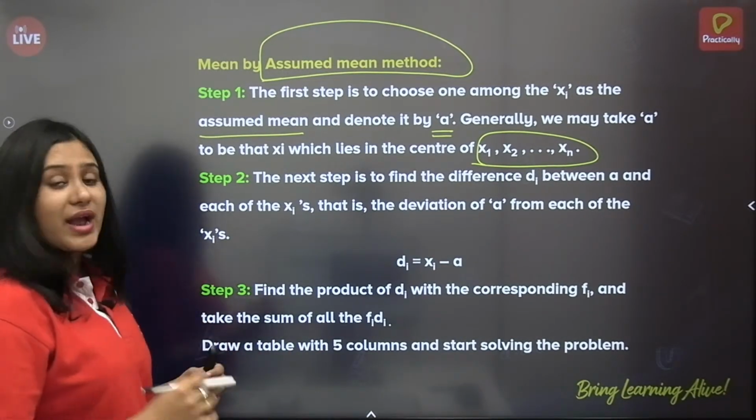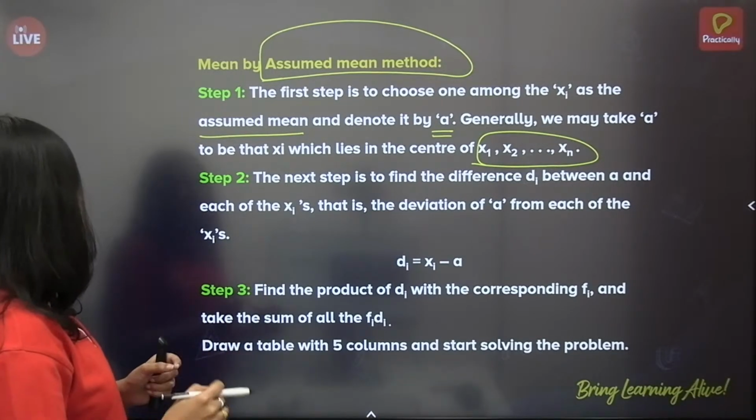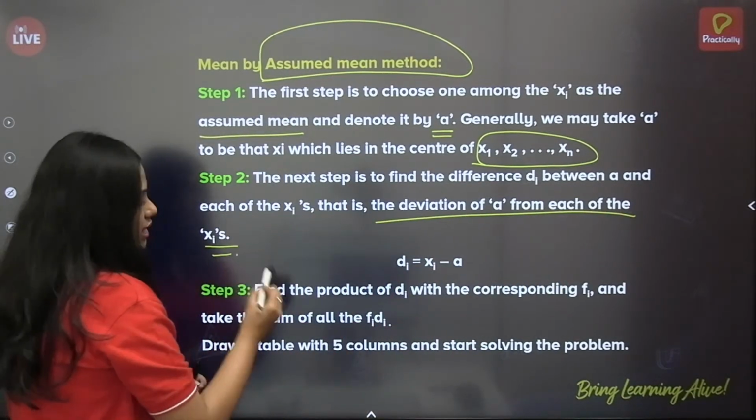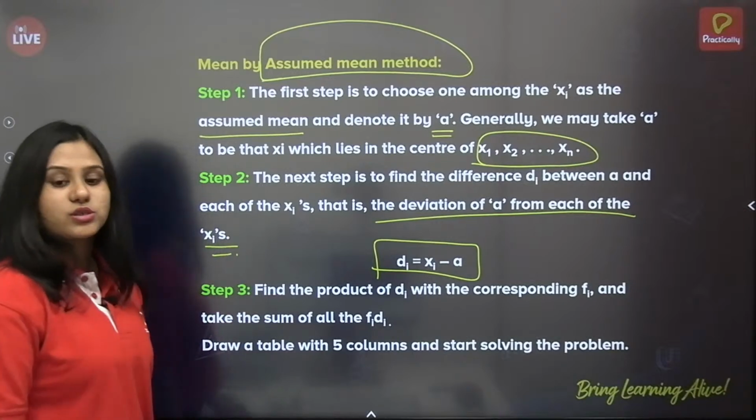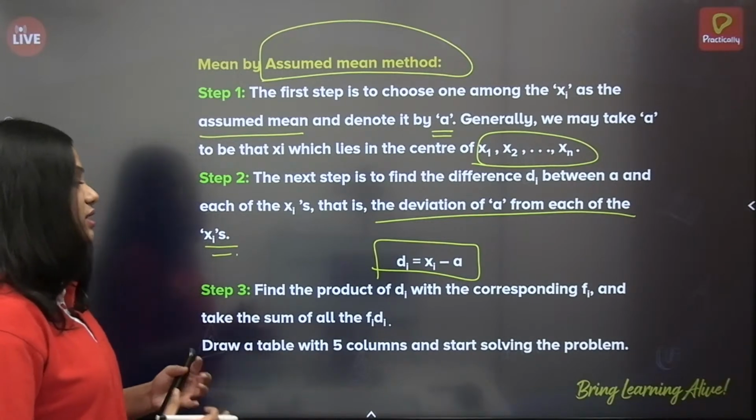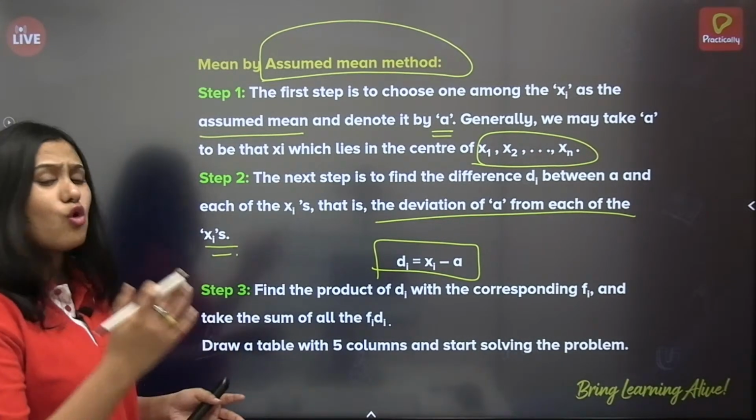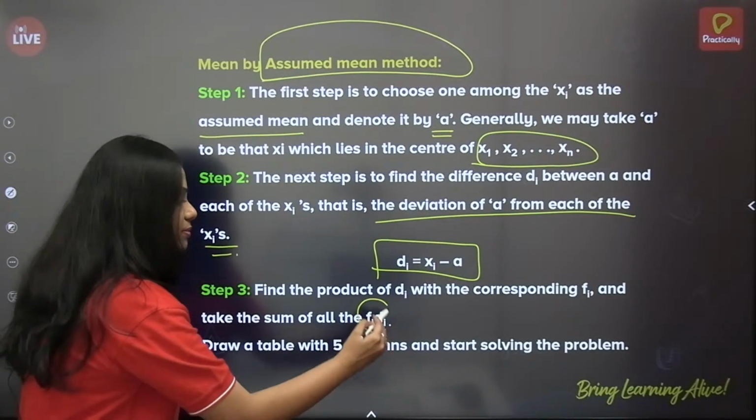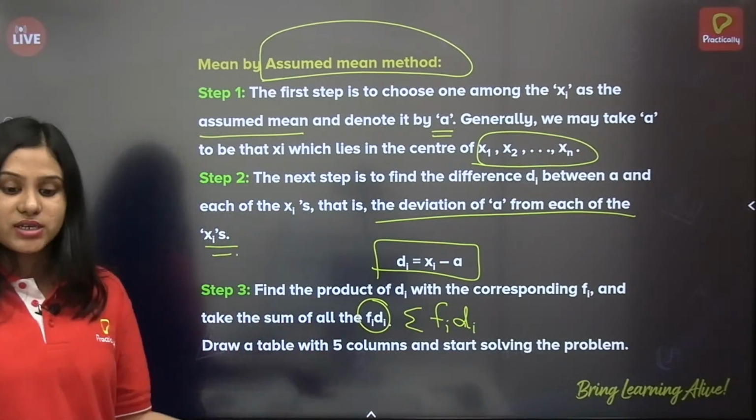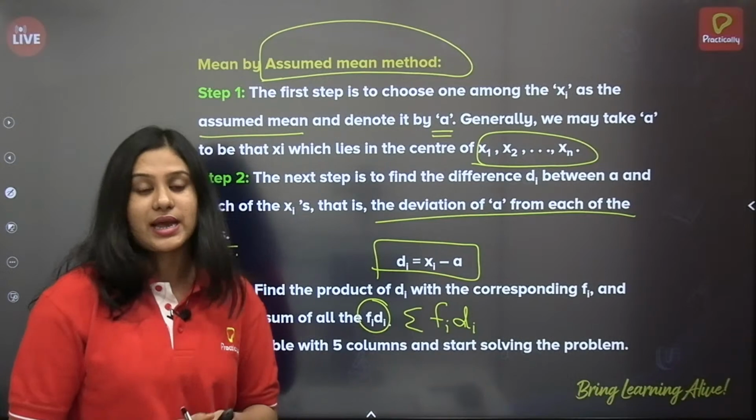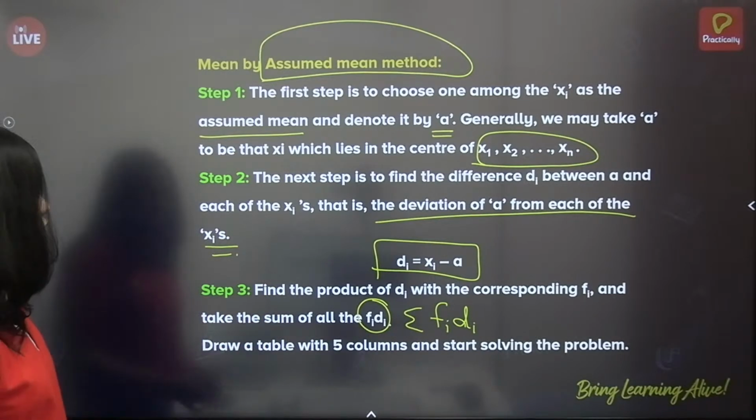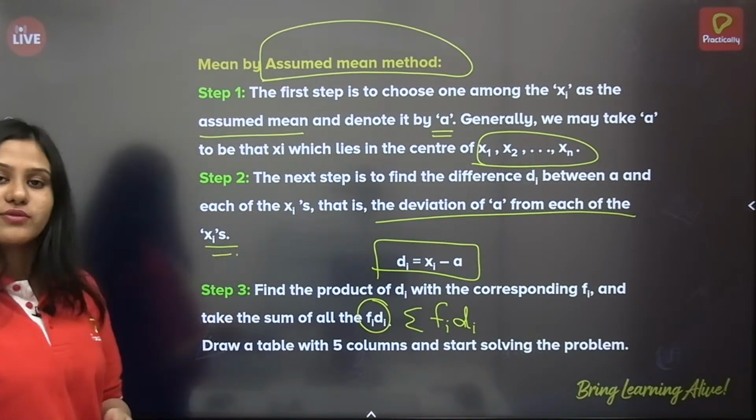Next, step 2. The next step is to find the difference di between A and each of the xi, such that the deviation of A from each of the xi is given by di is equal to xi minus A. Next, step 3. Find the product of di with the corresponding fi and take the sum of all the fi di. So here we will be finding sigma fi di. In the previous one, we found sigma fi xi. But in the assumed mean method, we will be using sigma fi di. Next, draw a table with 5 columns and start solving the problem. This is the last step.